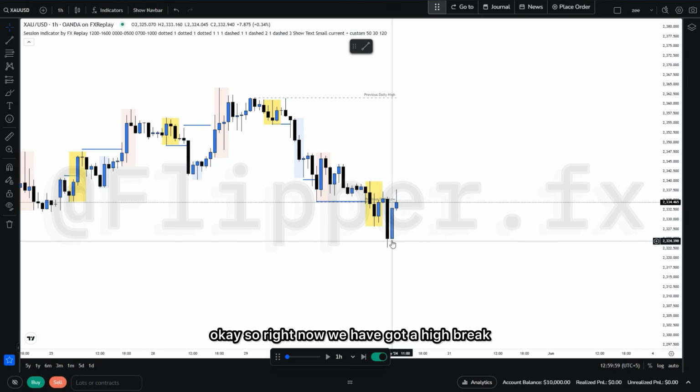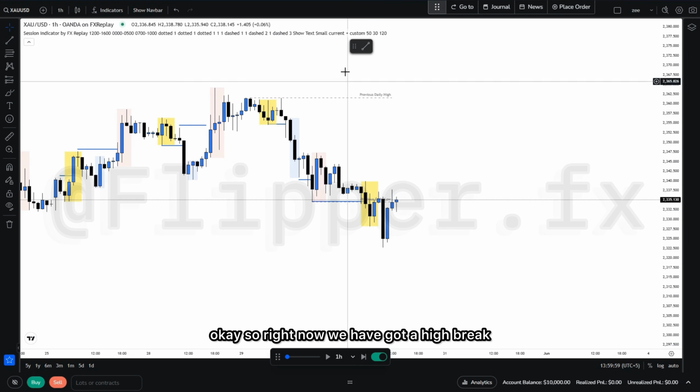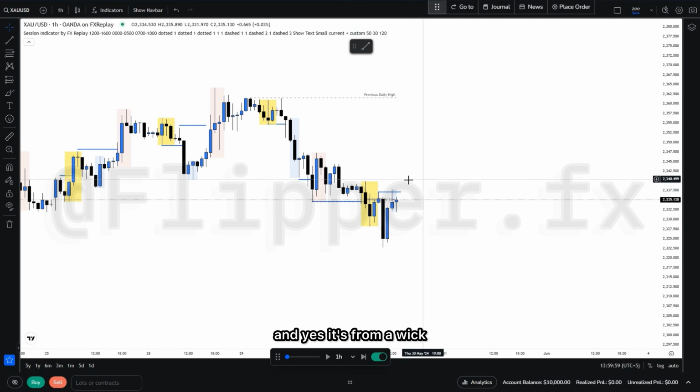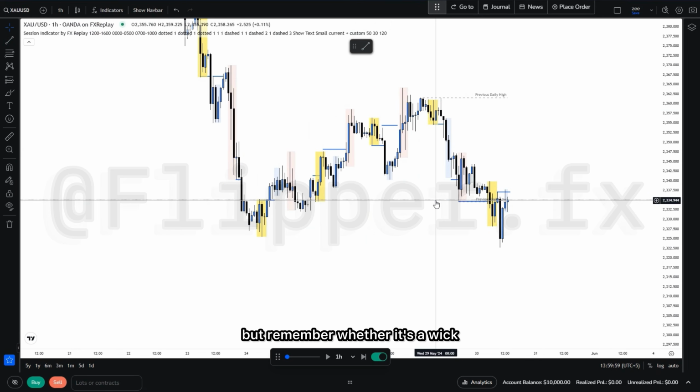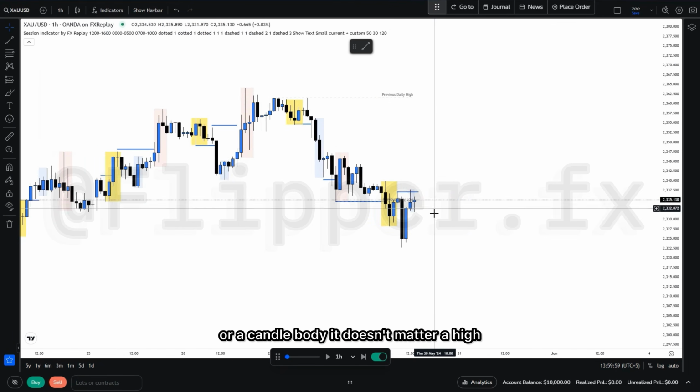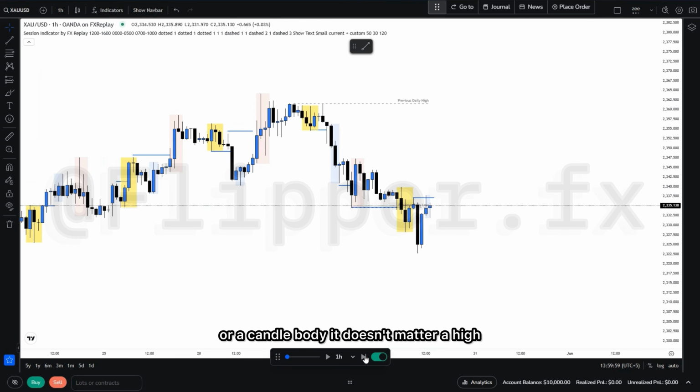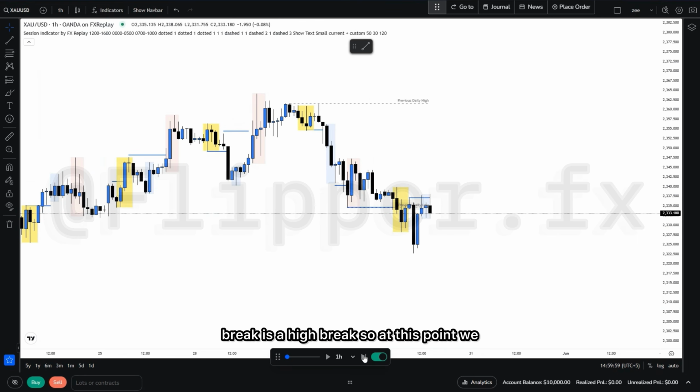Okay, so right now we have got a high break, and yes, it's from a wick, but remember, whether it's a wick or a candle body, it doesn't matter. A high break is a high break. So at this point we might expect a fade to the buy side.